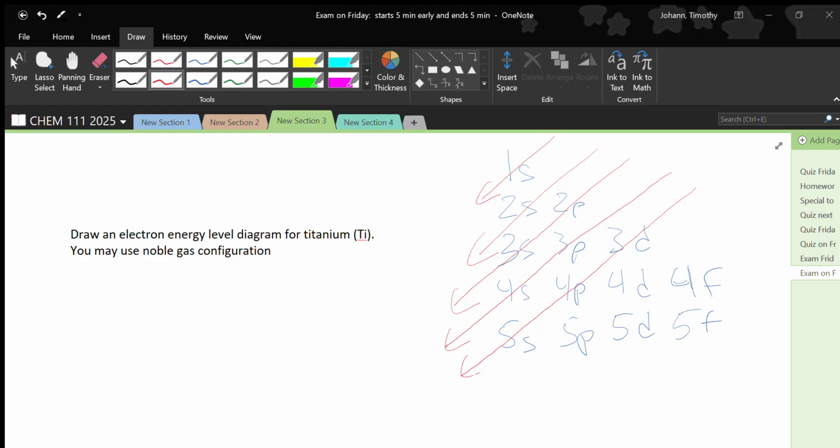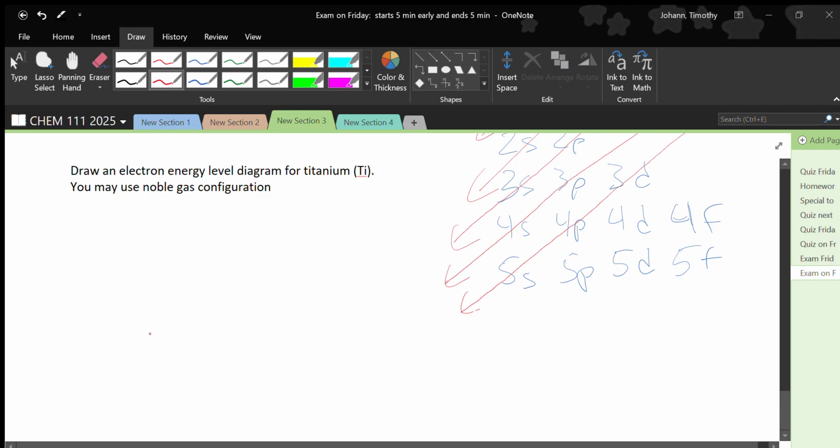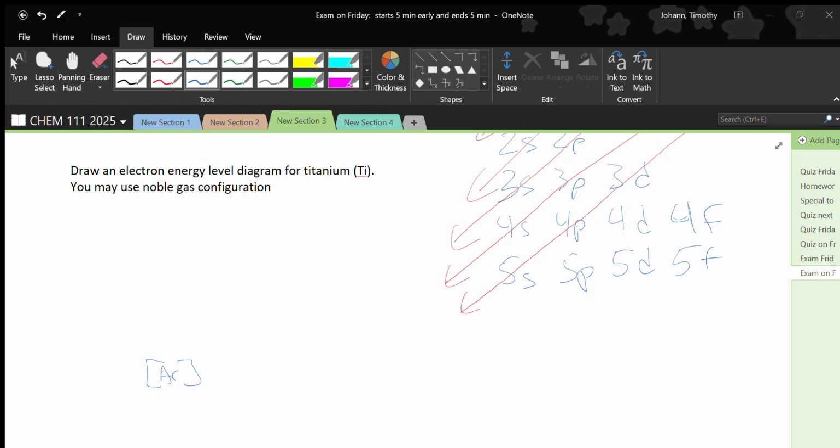What's the last noble gas we see before we get to titanium? Argon. So we're going to do argon. In terms of drawing this, we do it in a vertical way. I'm going to do argon plus, and when we look at this, we're in the 4s, right? And then I'm going to need some 3ds. And I know I do 4s before 3d because of the diagram I just did. You see that?